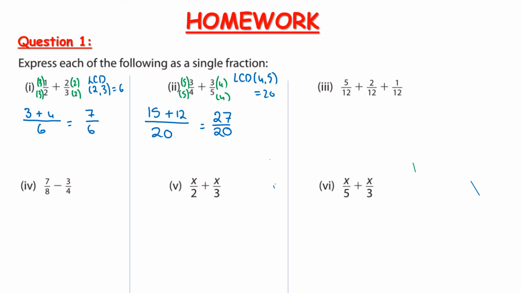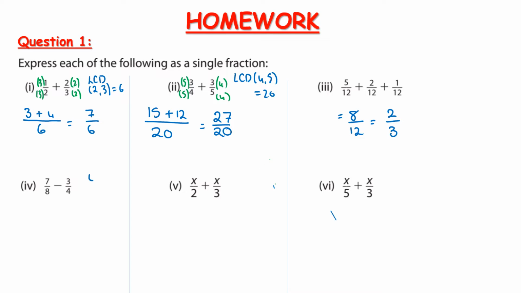Part 3, lowest common denominator. Oh, I don't need lowest common denominator. Wonderful! They're all over 12, so I simply need to add them. So 5 plus 2, 7 plus 1 is 8 over 12. I'm going to simplify that by dividing the top and the bottom by 4, and that gives me 2/3.